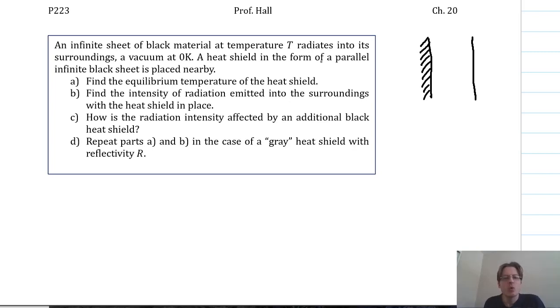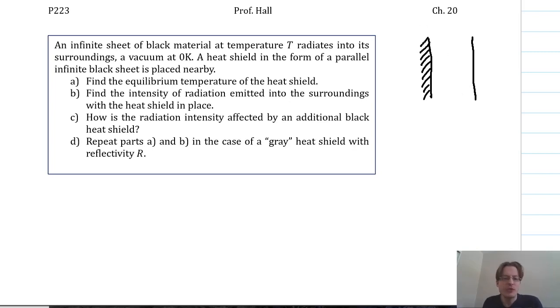Questions are things like, what temperature does the heat shield reach? Find how much radiation is emitted into the surroundings with the heat shield in place. Like if this thing's a shield, it must somehow reduce the amount of radiation coming off the high temperature object. What if we put another heat shield in place? How does that affect things? And then what if the heat shield is gray, like it's not perfectly black? And we'll look at all those things.